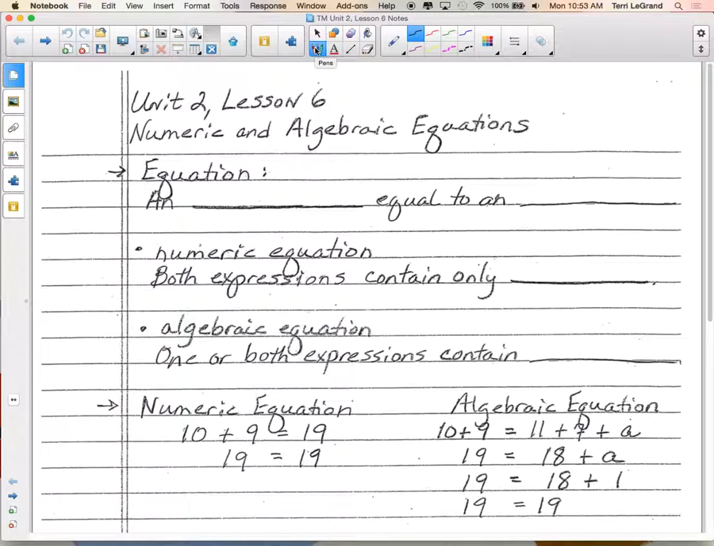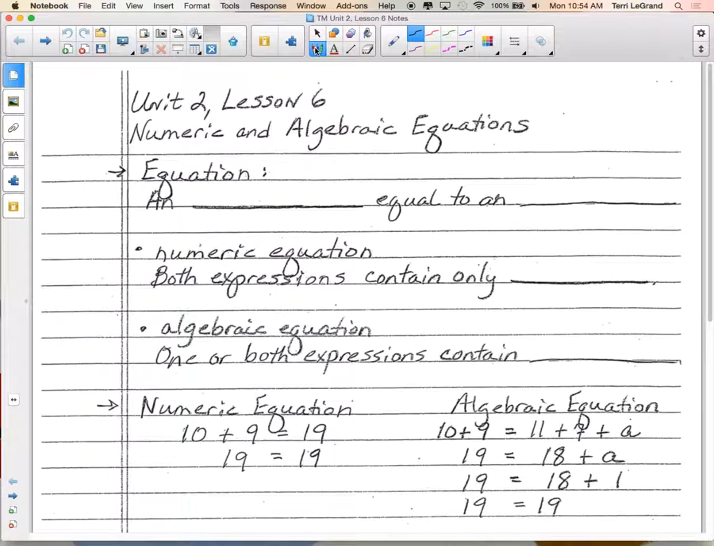Okay. I can rename numeric equations as algebraic equations. Okay? And the reason they're having us do this is so that we can start gaining an understanding of algebraic thinking. Algebraic thinking is very abstract. It's sometimes hard to understand. So what we're trying to train our brains to do right now is how can we start thinking algebraically, okay?